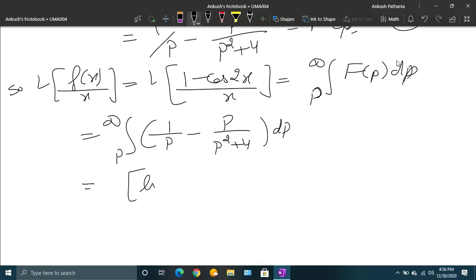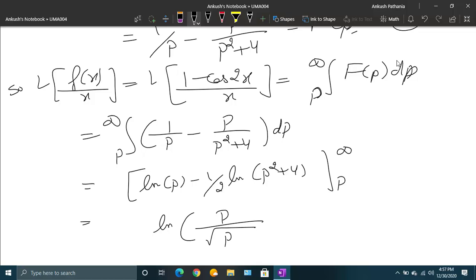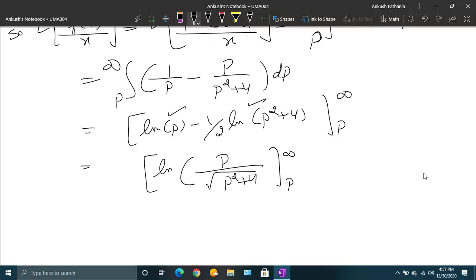So now you found fx, and now apply property 3, that is the integral p to infinity of Fp, and this integration becomes ln p minus 1 by 2 ln p square plus 4, from p to infinity. Now in order to solve, this is ln of p upon under root p square plus 4. Why are we writing in this form? Because in the present form, when we substitute infinity here and here, it will be infinity minus infinity, an indeterminate form. So we need to write the ln p term and this term in this form so that we do not get an indeterminate form.